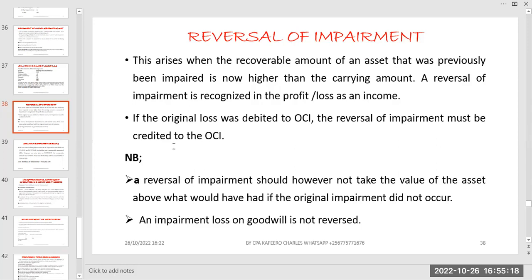And we are saying impairment loss on goodwill is not reversed. Of course, you can't. If goodwill is impaired, you don't reverse it, because at the end of the day, there is no way you can say I'm recovering the lost name. There is no way you can do that. That's why we are not reversing goodwill.